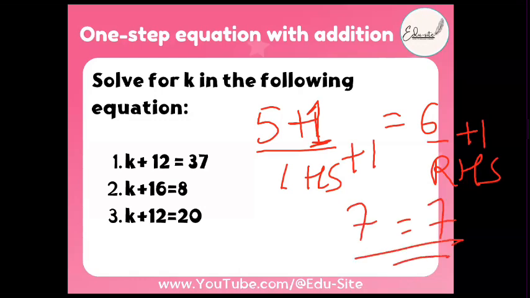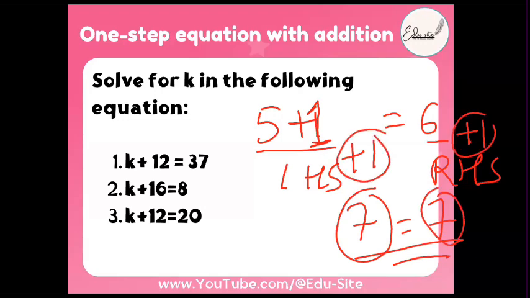Correct? The equation remains correct always if you add the same thing, or if you subtract the same thing from both of the sides. You should add it on both sides or subtract it from both sides to keep the equation right.